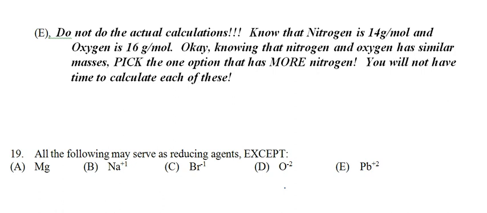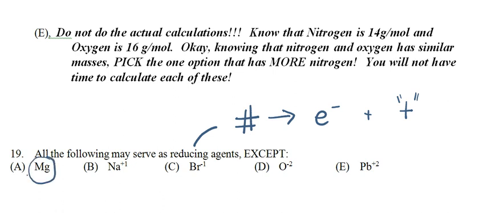Alright, number 19. All the following may serve as reducing agents except. Now, what does reducing agents do? Or at least something within the reducing agent? It's oxidized. So what that means is the thing must lose electrons and become more positive. So it needs to become more positive in charge. So some of these things can become more positive, some cannot. Magnesium can... Oh, so it's all but. So magnesium can definitely become more positive because we can lose electrons here.